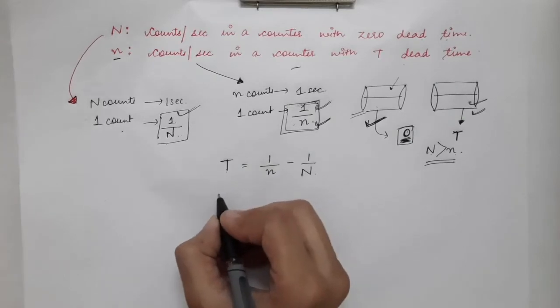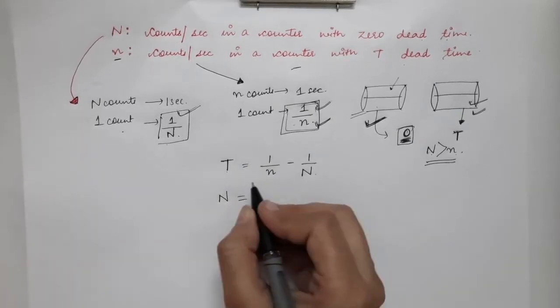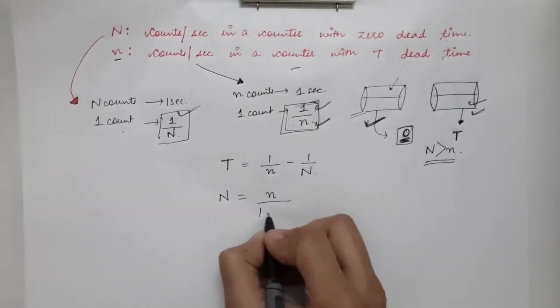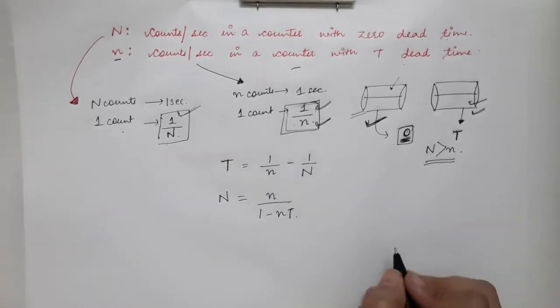So when you solve it, you will get capital N. You have to solve it by yourself. So capital N will come out to be n divided by 1 minus nT.